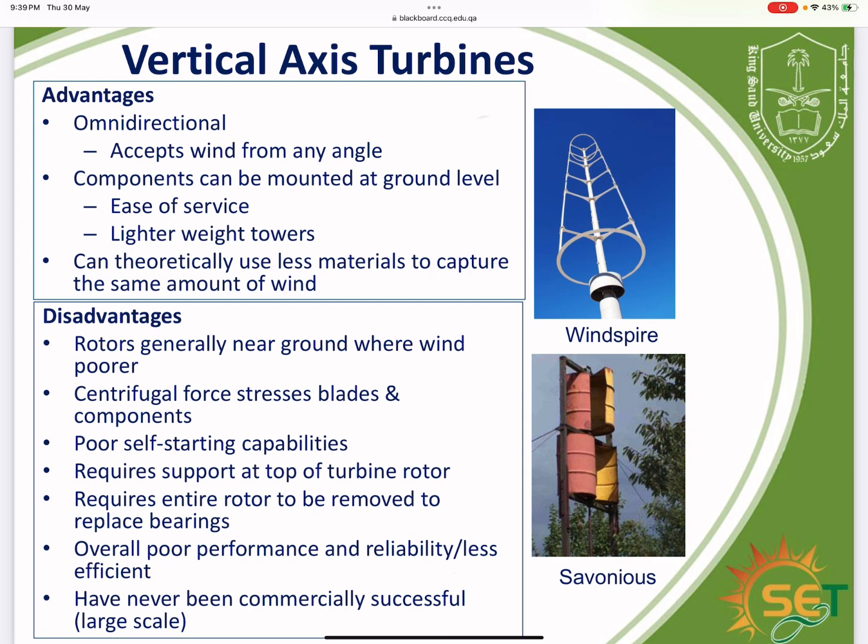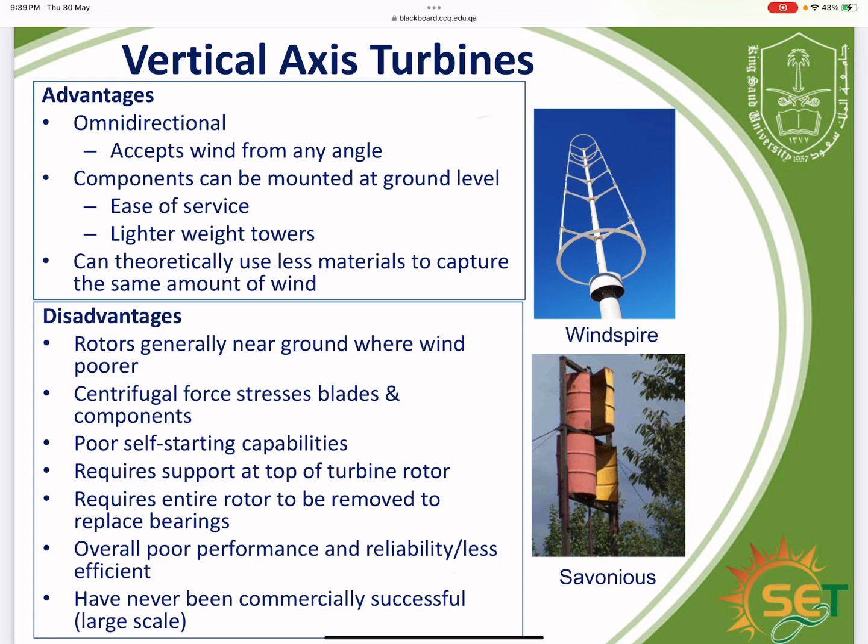Anyway, the advantages of vertical axis turbines are: omnidirectional, accepts wind from any angle. Components can be mounted at ground level, for ease of service. Lighter weight towers can theoretically use less materials to capture the same amount of wind.